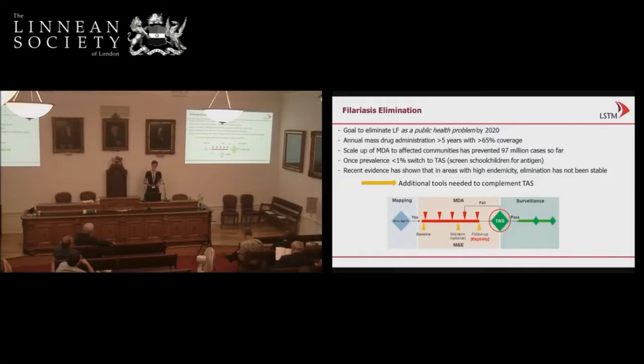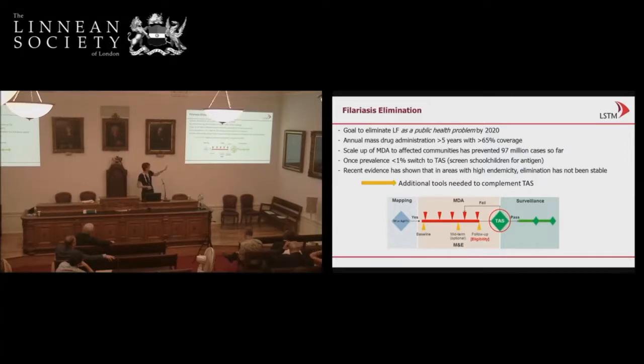So giving some examples from filariasis, which is the main disease that I work with, the goal is to eliminate LF by 2020 as a public health problem. And this is done by mass drug administration, at least 5 years with at least 65% coverage. And the MDA targets the juvenile stages, so it must be maintained for the duration of the adult worm's lifespan. The scale-up of MDA has been tremendously successful. Billions of drugs have been donated and distributed, and this has prevented approximately 97 million cases so far.